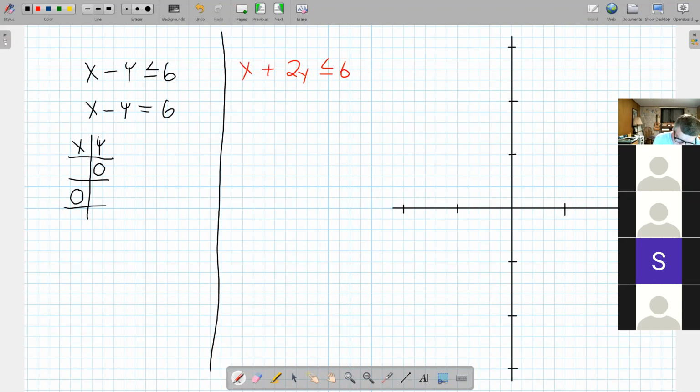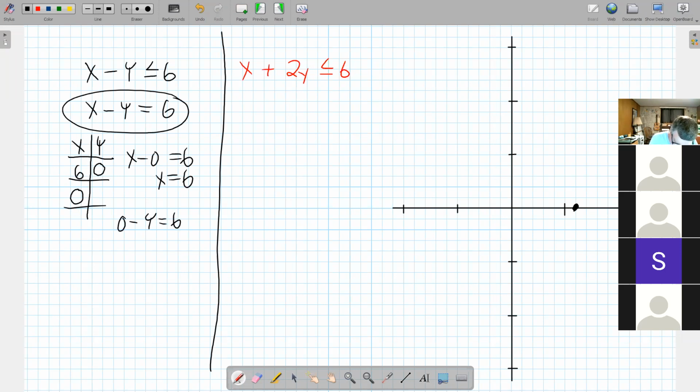So if y is 0, again, I'm focusing on the equation. We'll get back to the inequality once we start graphing. x minus y equals 6. If y is 0, I've got x minus 0 is 6, so x is 6. So there's 1 point on the graph: 6, 0. So far, so good? Yes. All right. If x is 0, I get 0 minus y equals 6. So I get negative y equals 6. Divide both sides by -1, y equals -6. So 0, -6.